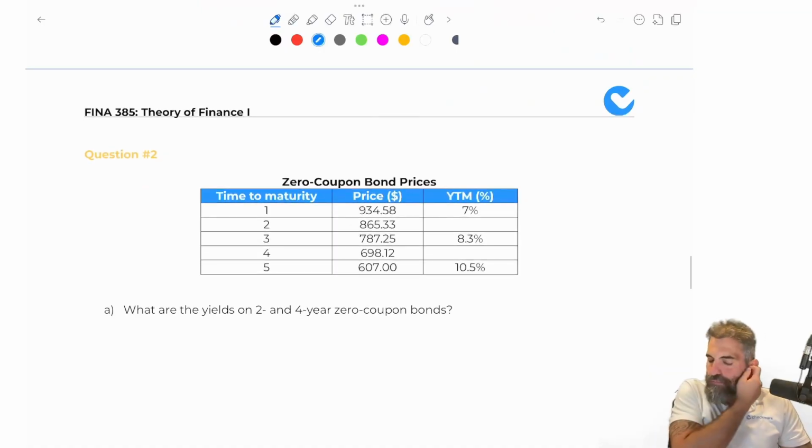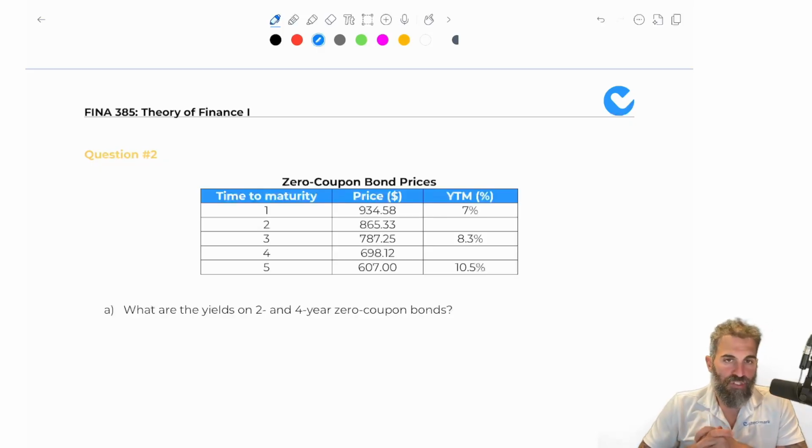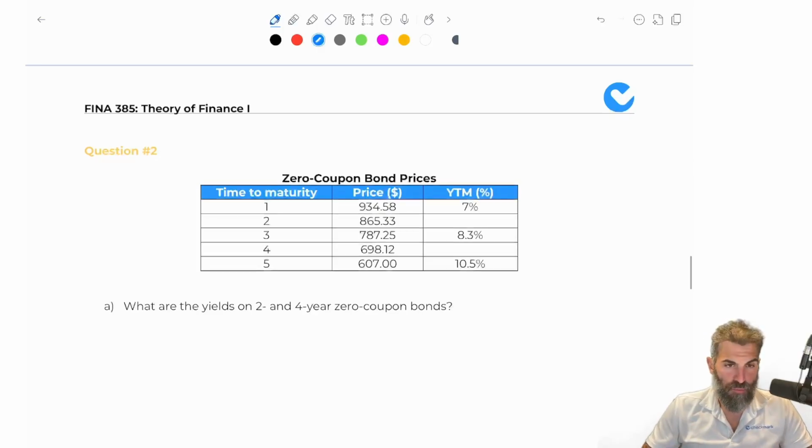So let's go through some of the more common questions, some of the more common things you want to be able to calculate. So we have this table here. It's got some missing values. So what do we have? We have 5 zero coupon bonds, different terms to maturity. We have their price. We have some of their yields. And so the first question is to find the yield on the 2 and 4 year zero coupon bond.